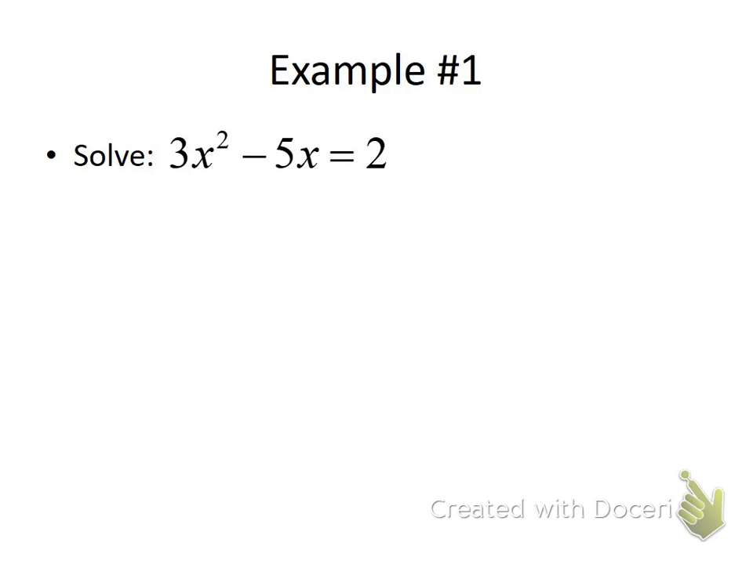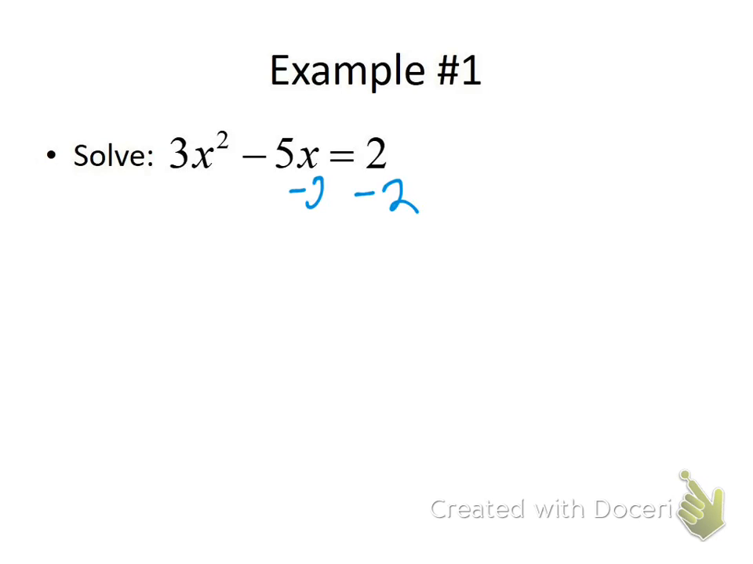All right, our first example, 3x squared minus 5x equals 2. My first question, is this in standard form? No, because it is not set equal to 0. We need it set equal to 0. How will I accomplish that? Subtract 2 from both sides.